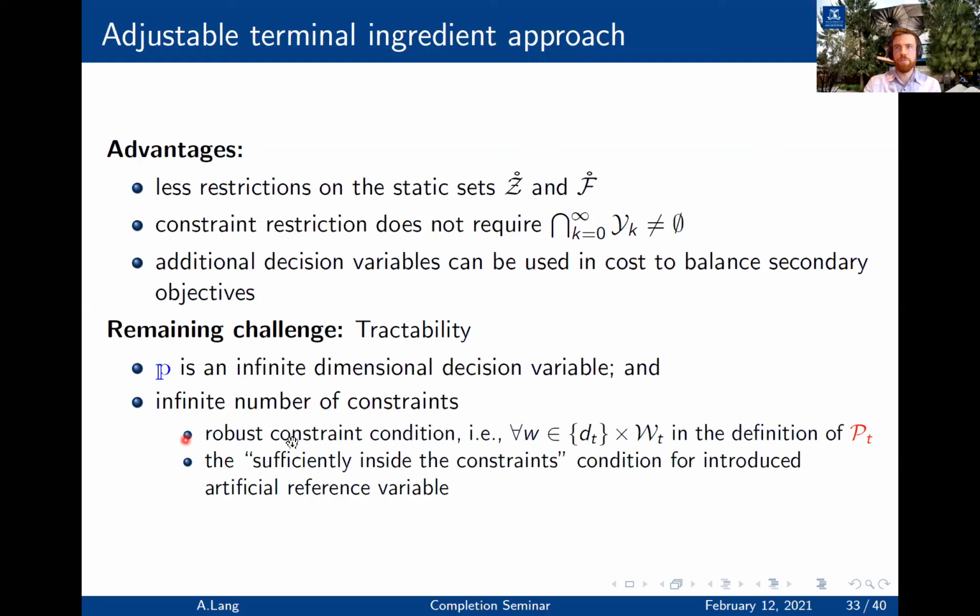The first is that inside the definition of P, we have this robust constraint condition, where we have to satisfy the constraints for all possible finite horizon future realizations of the disturbance. And the second source of the infinite number of constraints is that we're requiring the artificial reference trajectory to be sufficiently inside the constraints.